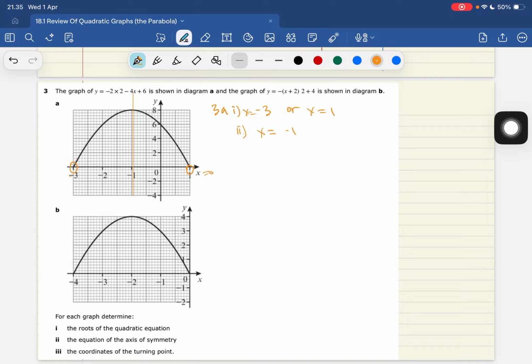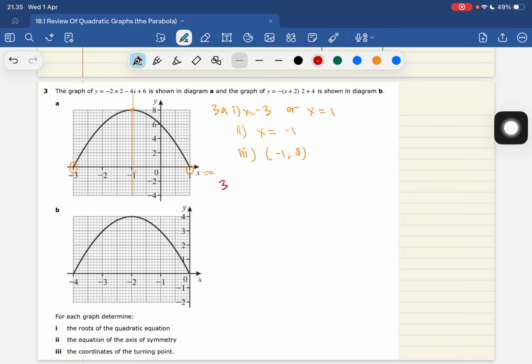Next, the coordinates of the turning point. Here is the turning point. So we got x is minus 1 and y is 8. So for the third question, the turning point is (minus 1, 8).